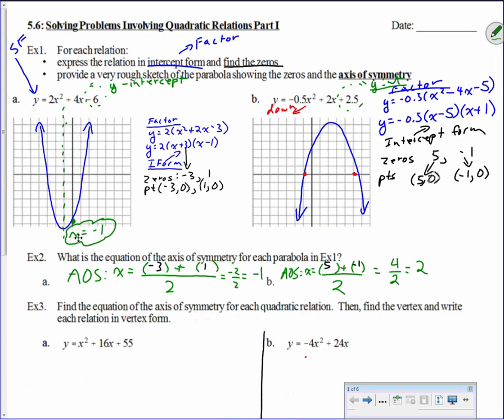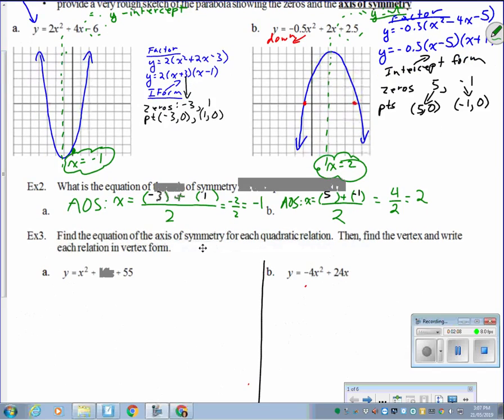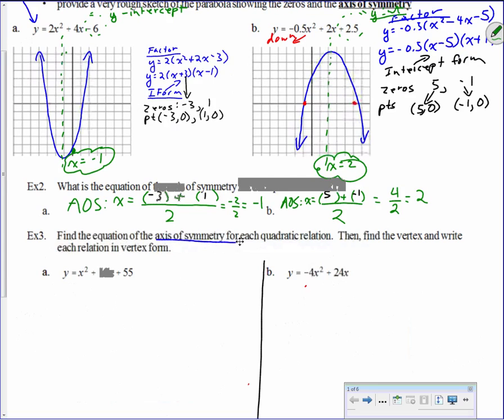So there is x = -1, and I can't find my other axis of symmetry. It's giving me grief. And then we have x = 2. So just kind of draw it. Now, let's move on to the axis of symmetry of the relations that we have on this problem here.